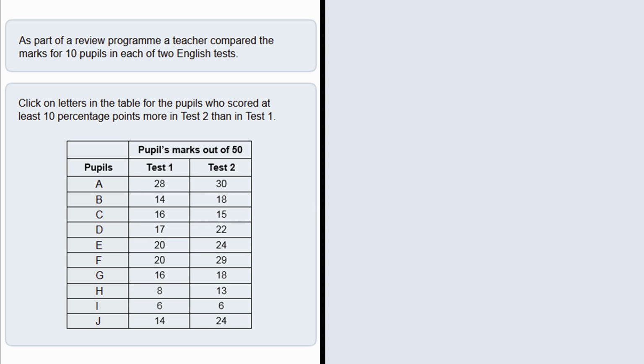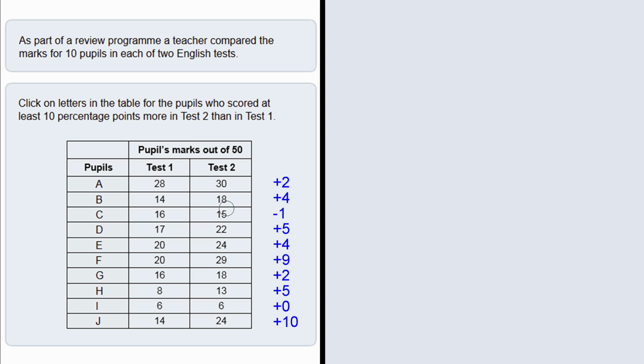and Test 2 marks. So if we look at pupil A, we can see they had a Test 1 mark of 28 and a Test 2 mark of 30. So that's a difference of +2 in Test 2. Likewise, with pupil B, there's a difference of +4, with C, -1, with D, +5, with E, +4, with F, +9, with G, +2, with H, +5, with I, there is no difference at all, and with J, there is +10.